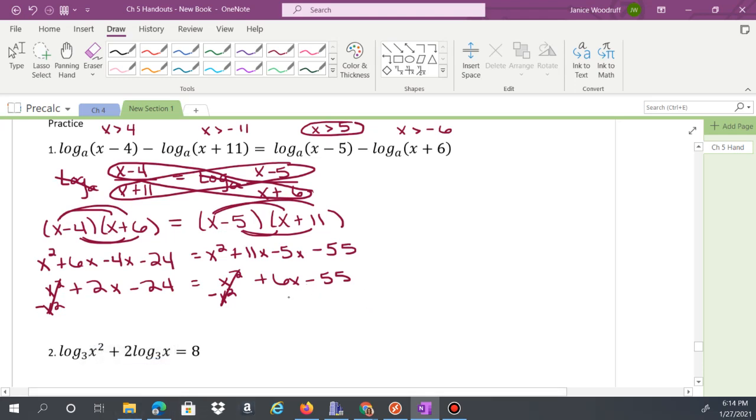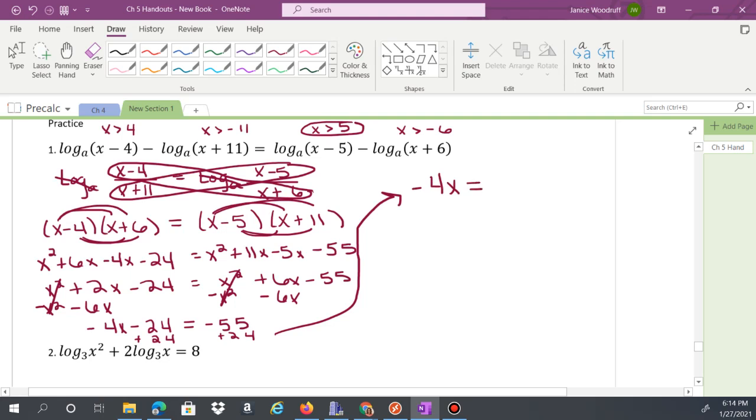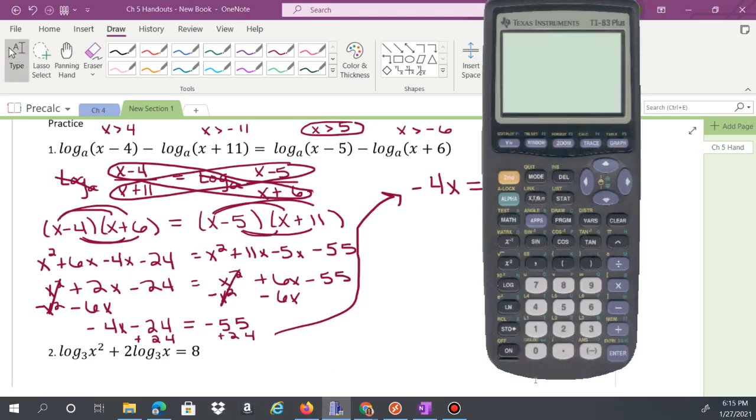And then let's say I go over here and I'll subtract 6x. That's going to give me a negative 4x minus 24 equals negative 55. And let's see, I'll add 24. So that's going to give me negative 4x equals negative 55 plus 24, which I can't do on top of my head.